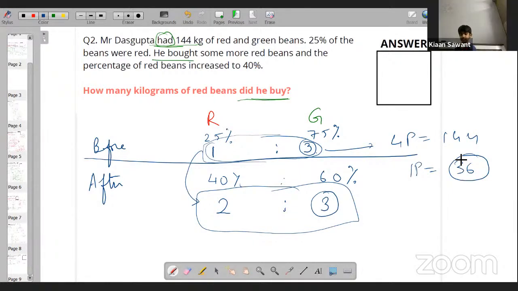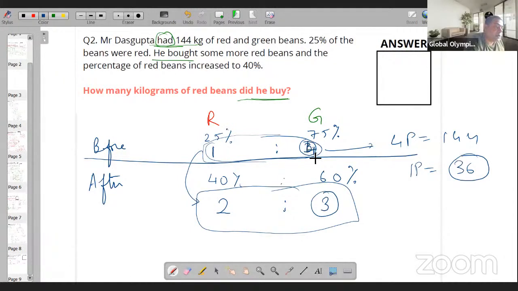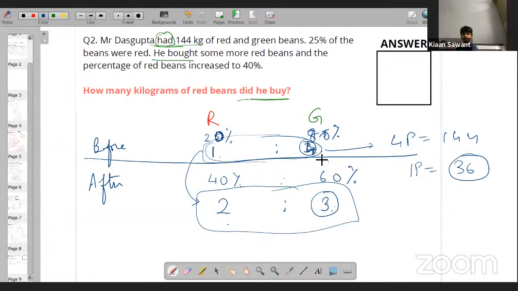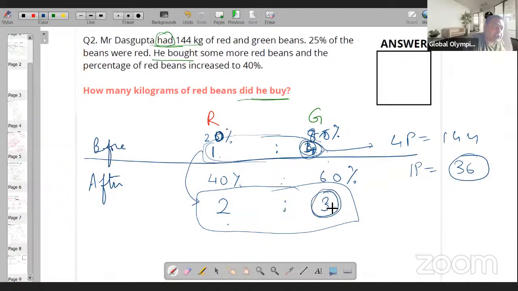Now let's assume this ratio was 1:4 for that matter, and this was 2:3. In that case, what would you have done? Let's say this was given as 20% and this one was 80%. Then the ratio would have been 1:4. Now, if there is a 4 and a 3, we take the LCM of the two numbers and make the thing which did not change equal. So 3 becomes 12, and the other one will be 8:12.